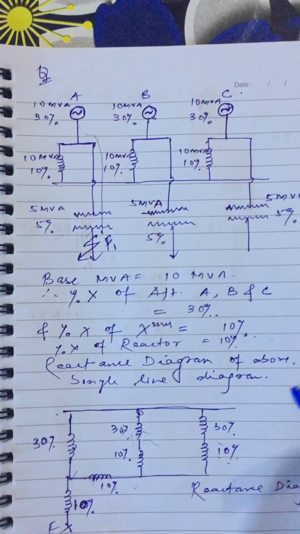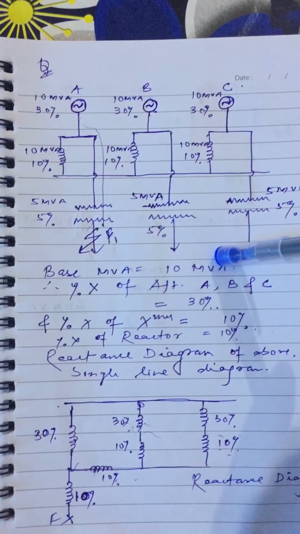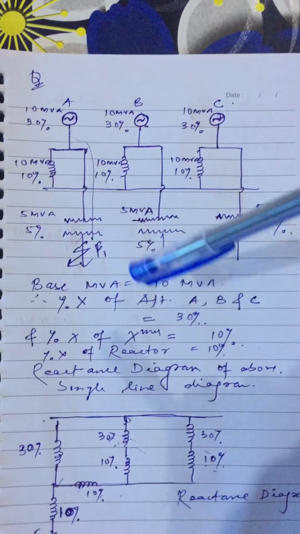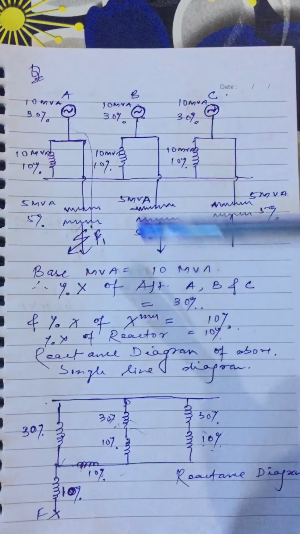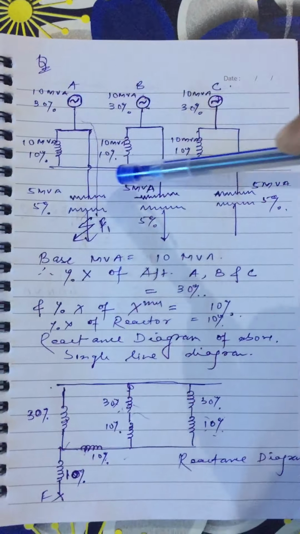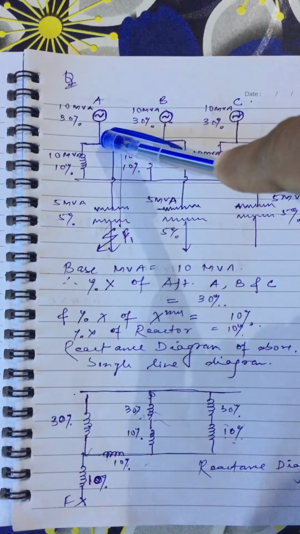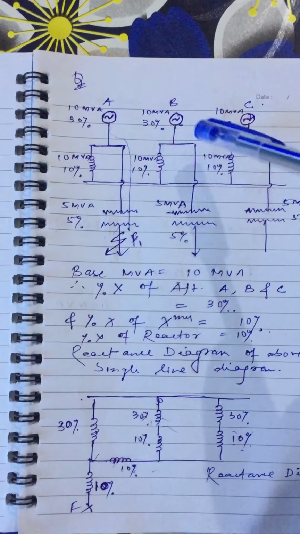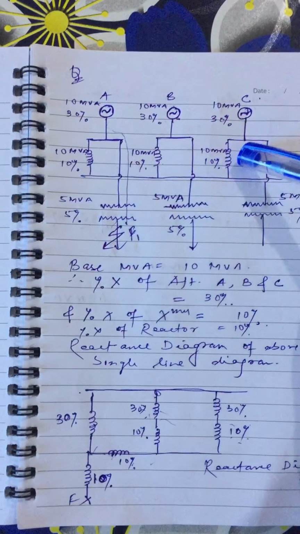Before that, we need to consider the base MVA, and let us consider a base MVA of 10 MVA. Again I want to say that it is up to you which base MVA you select. You can select any value. For me, I have selected 10 MVA. So I will convert all the percentage reactances into the equivalent percentage reactance on the base MVA. The percentage reactance of A, B and C will remain the same because their rated MVA and the base MVA are the same, that is 30%, so it will remain 30%. And for the reactor also it will remain 10%.